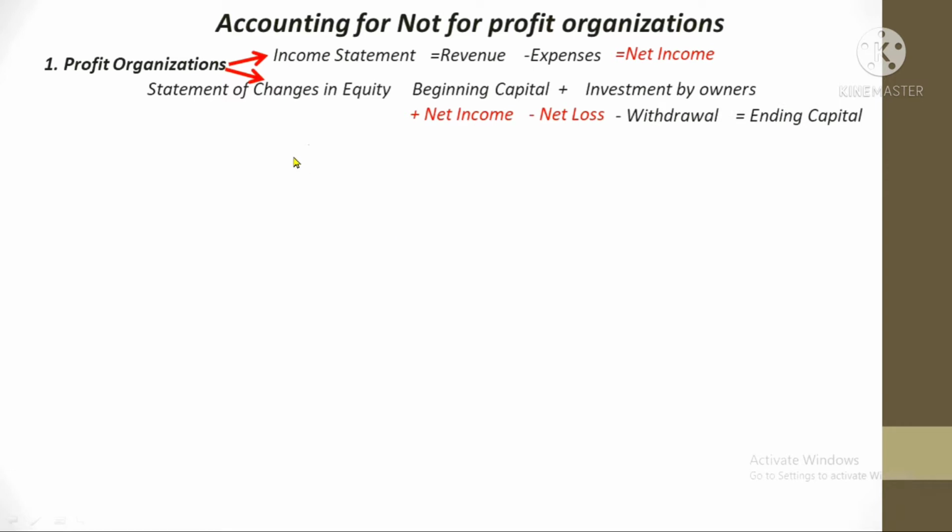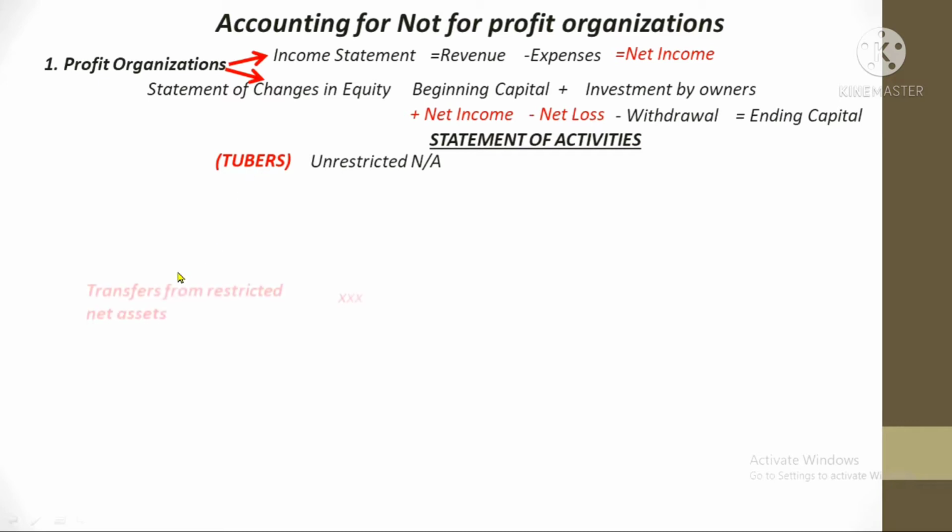Now, before we compare these two to the statement of activities, let me present to you first the statement of activities. So, let's start with the unrestricted net assets. I told you in the past episodes that this portion of net assets is composed of TUBERS. So, this is an acronym. So, for T, we have transfers from restricted net assets.